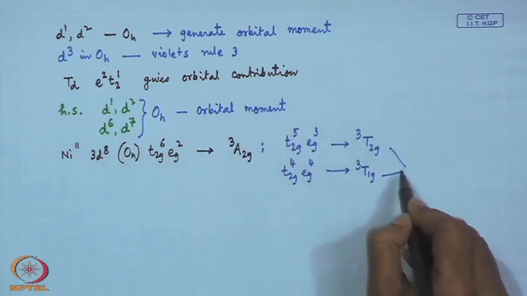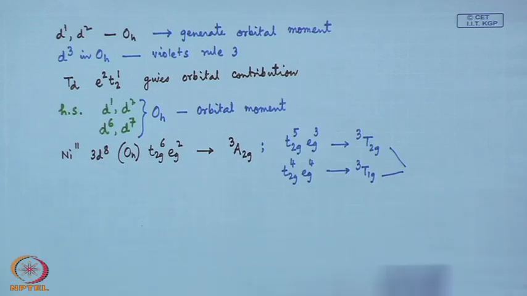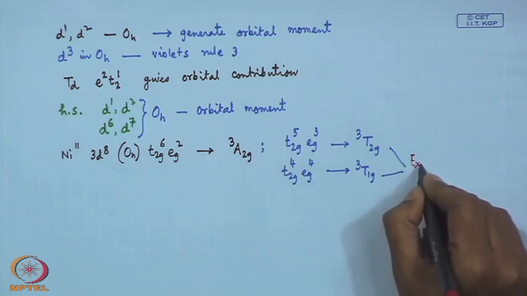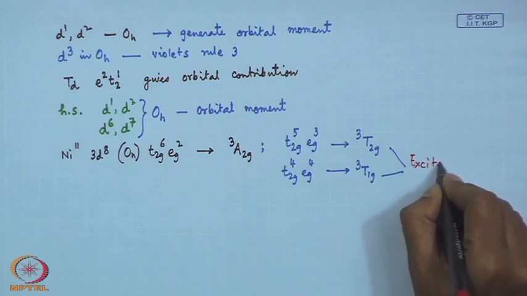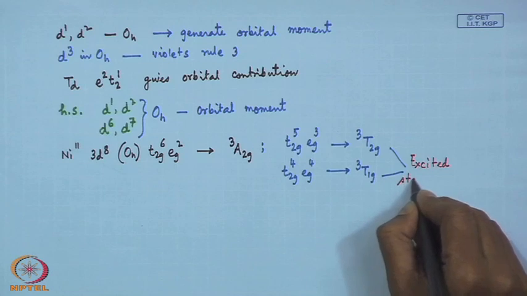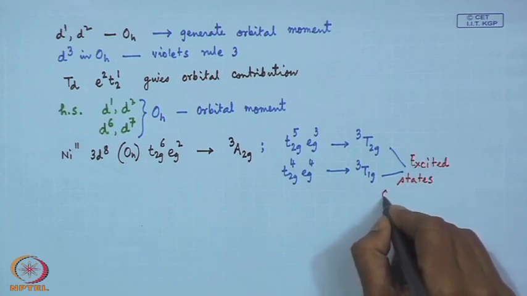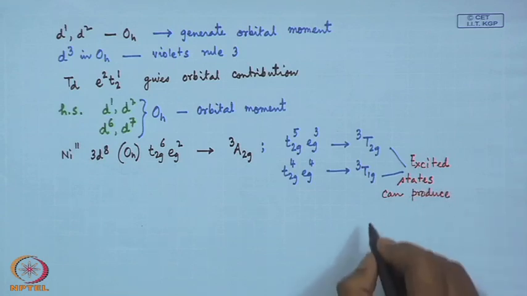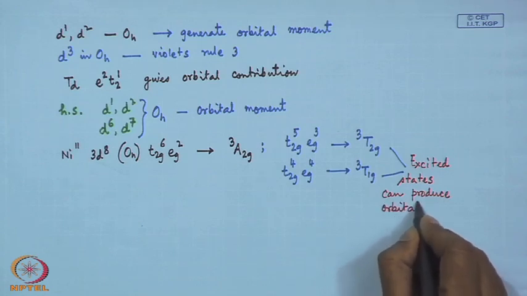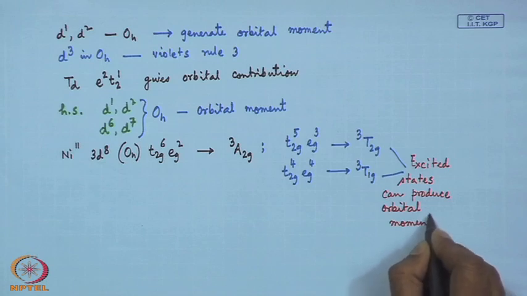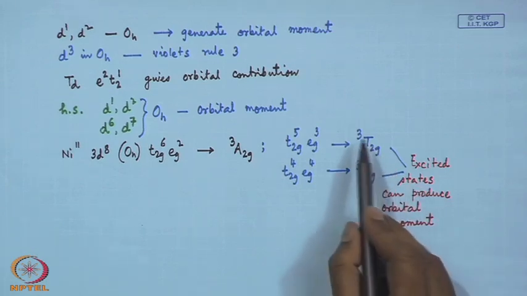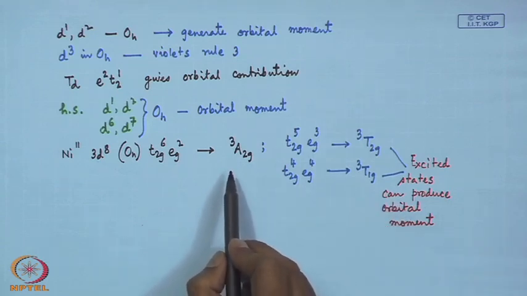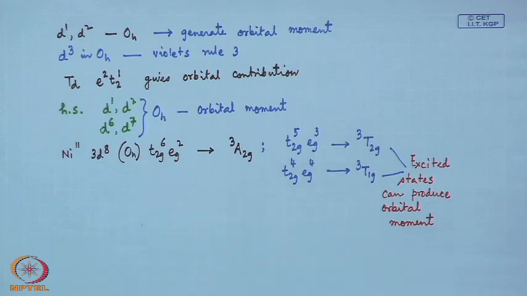So, these two configurations, the 3T2g and 3T1g configurations, are the two excited states, and these excited states can produce orbital moment. That means these two levels will contribute to the magnetic moment for this nickel(II) system, where we have a magnetic moment higher than the spin only value.